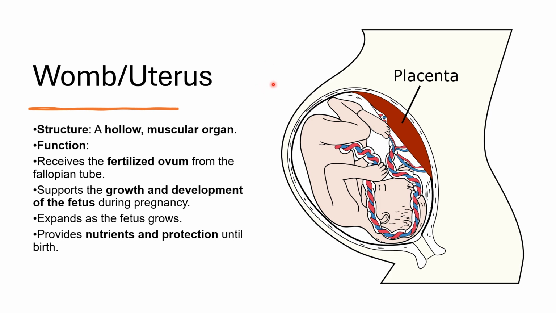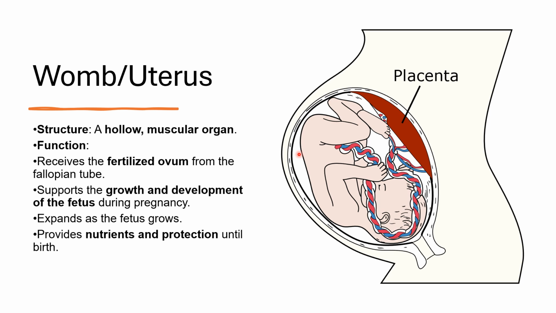We are going to talk about the womb or the uterus. So the womb is a hollow and muscular organ. Some of the main functions of the womb are receiving the fertilized ovum from the fallopian tube. So the fertilized ovum passes along the fallopian tube, and it finally is received by the womb.